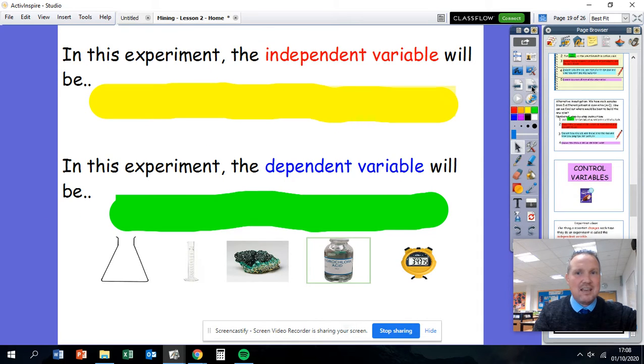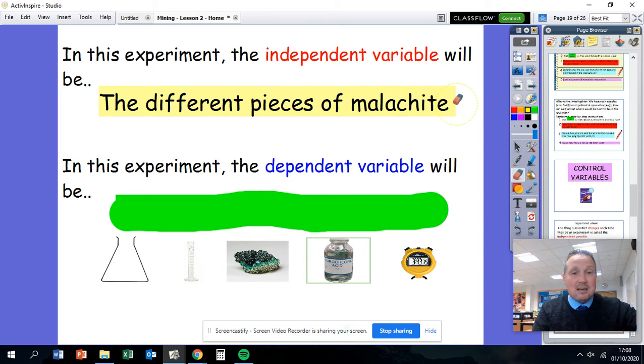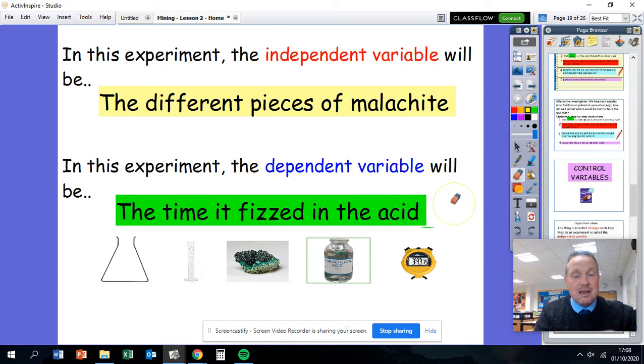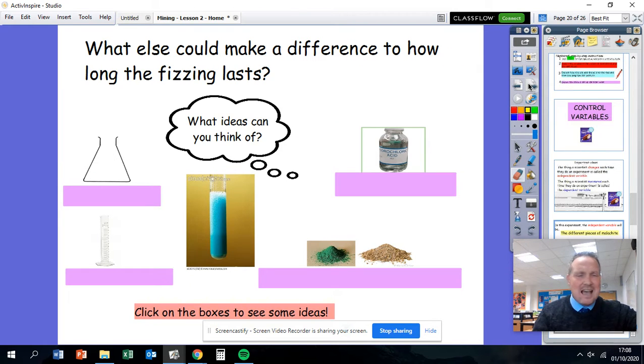So if I think of the experiment you thought of to do with the malachite fizzing yesterday, we said that the independent variable, the thing we were going to change in that experiment, was the different pieces of malachite. We'd use a different piece of malachite each time. And when we measured in our experiment, the dependent variable is going to be the time it fizzed for in the acid. But I need to think, would anything else have made a difference to how long that malachite fizzed for? For example, if I had used a different type of acid, would it have fizzed for a different amount of time?